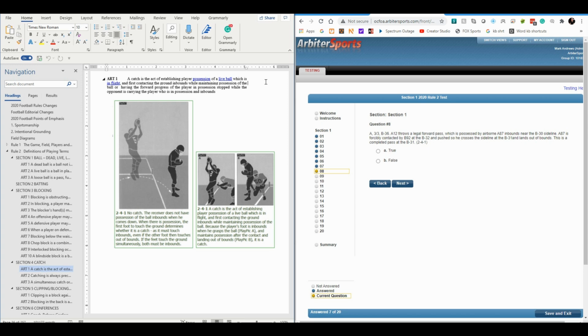Now, this question's been on the test for years, and it's because several years ago, we used to have the ability to judge whether a receiver could have come down in bounds. That was on the books for 3 years, and it was just too problematic. Now we've made it easy. If he catches the ball, he's contacted, and he doesn't land in bounds, it's an incomplete pass. Okay, so this question, it says this is a completed pass at the B31. That is false.